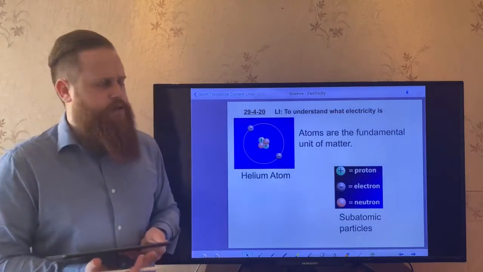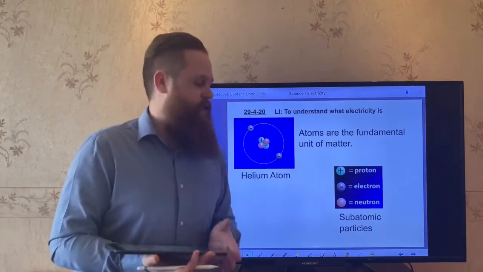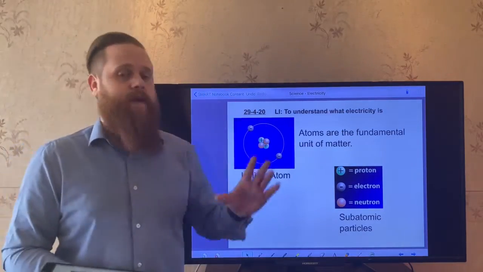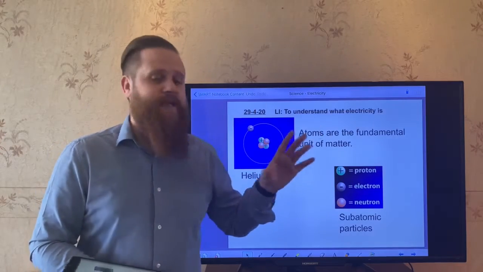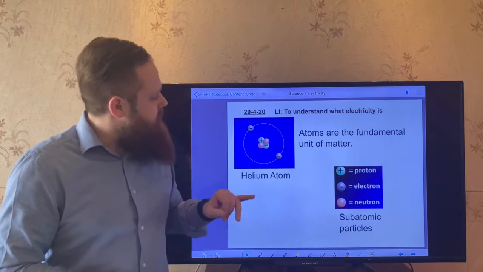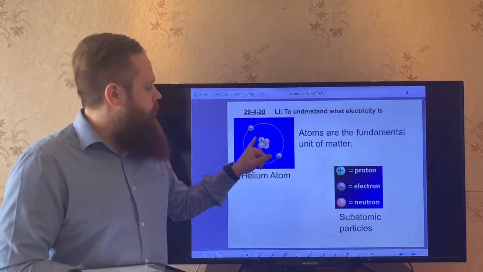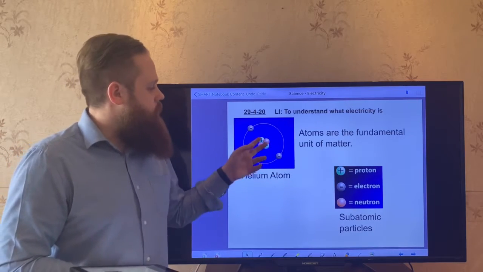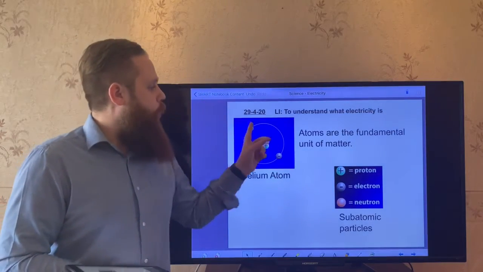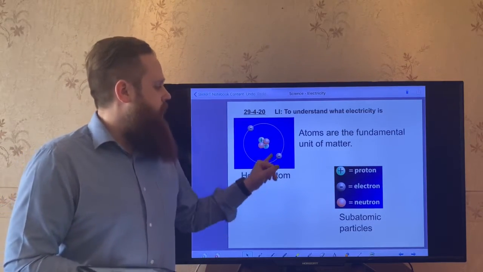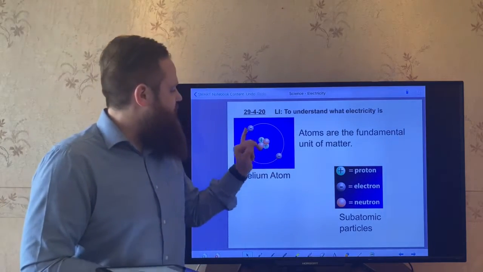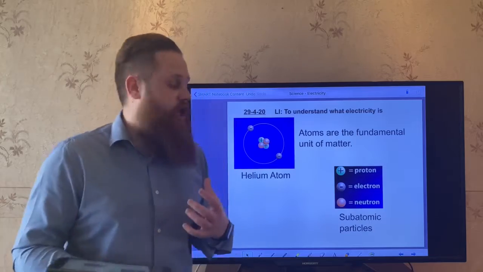Now, let's just go back a little bit to a very small matter of atoms. Atoms make up everything, and they are a fundamental unit of matter. So this is a helium atom, and you can see inside, at the nucleus in the center, we have got protons and we have got neutrons. And then orbiting around, we have got electrons. Now you can see the little positive and negative signs. This is because they are charged.